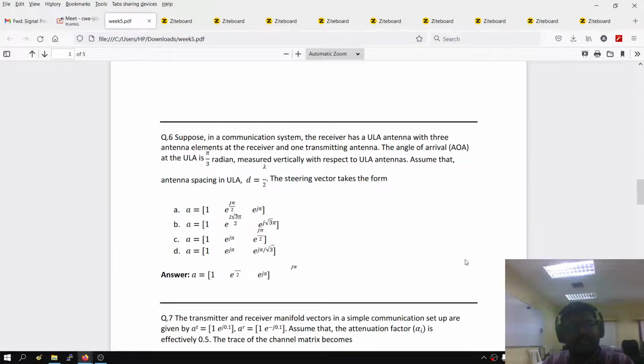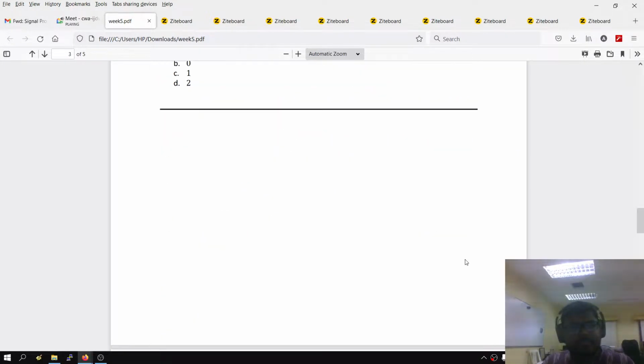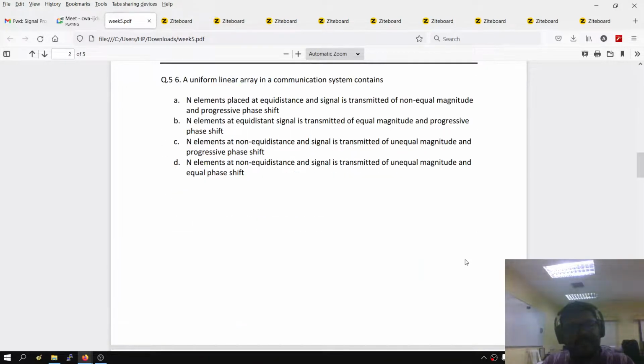So let us move to the next question. This is question number 5. It is said a uniform linear array in a communication system contains. So it is well known that if it is a uniform linear array, the first option is n elements placed at equidistance and the signal is transmitted with non-equal magnitude and progressive phase shift. So if it is a uniform linear array and it is providing a progressive phase shift, the magnitude will be equal for all of them.